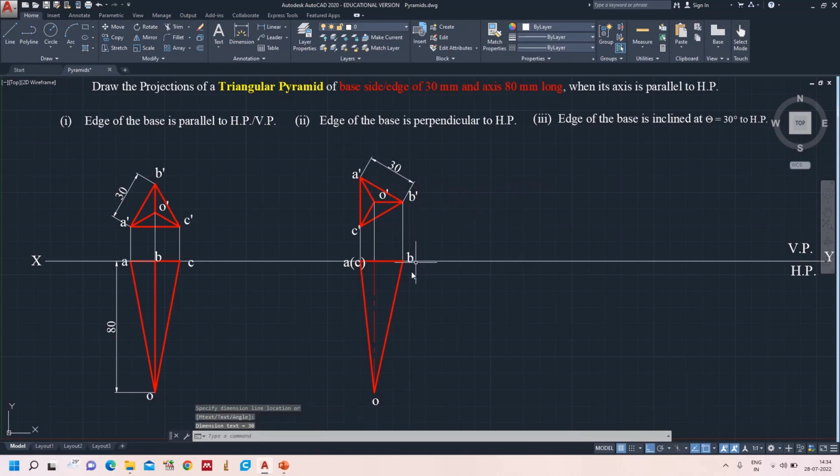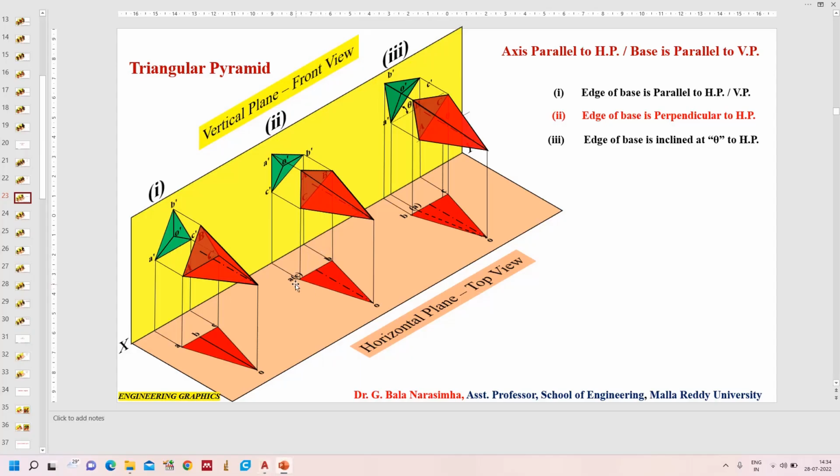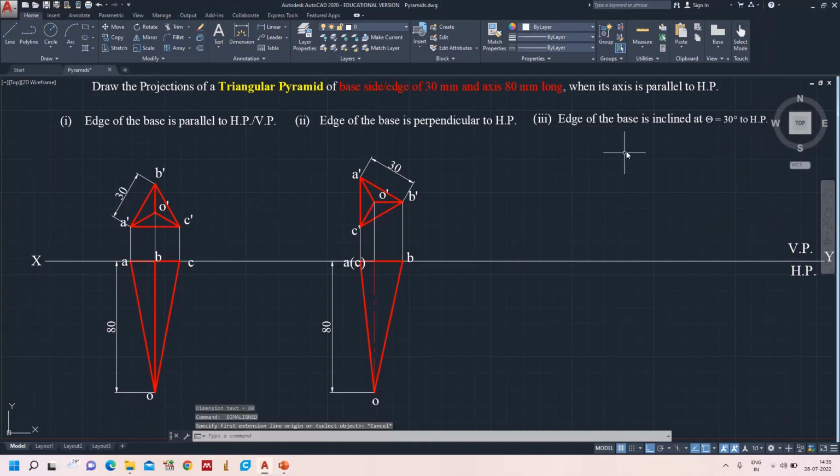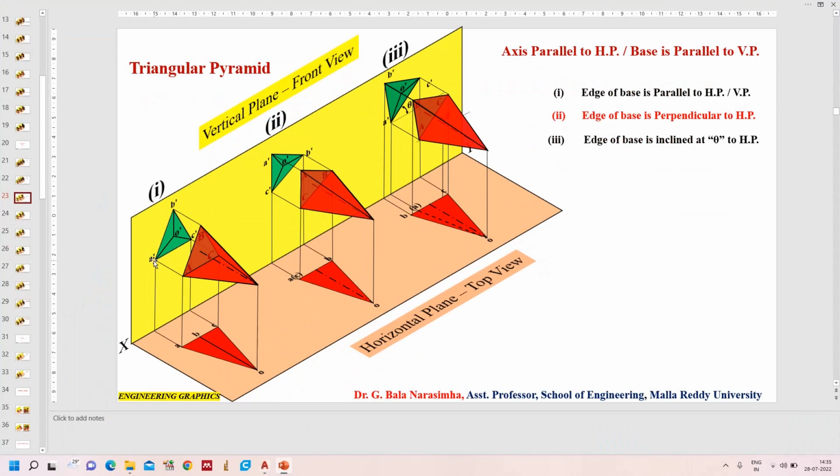Yes, 30, and the axis height as 80. See it perfectly, A of C, B, O. And now we want to draw when the edge of the base is inclined at 30 degrees to HP. If you observe carefully, this one A, B, C, among this one AC is parallel to HP and VP, and when this edge turns 90 degrees it looks like this, but when this edge turns 30 degrees it looks like this. So where theta equals 30, it completely differs.